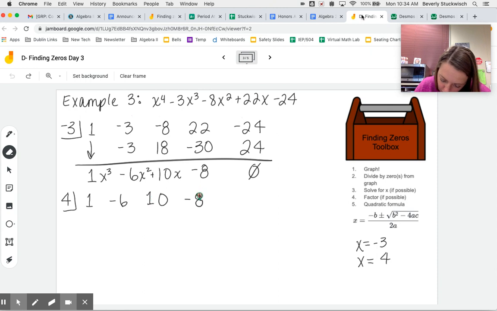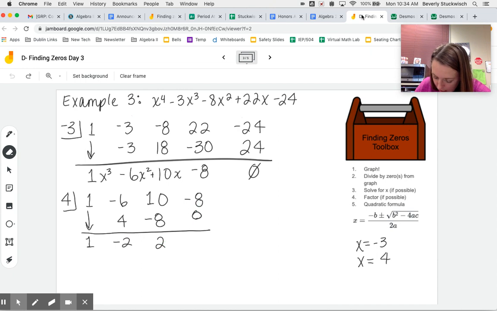Use my new coefficients. Use the other 0. 1 times 4 is 4. It's -2. -2 times 4 is -8. And 2 times 4 is 8. So I'm left with something that I can't solve just by solving for x. And since it didn't factor by grouping, it's not going to factor by the AC method here. So my only option is to use the quadratic formula.